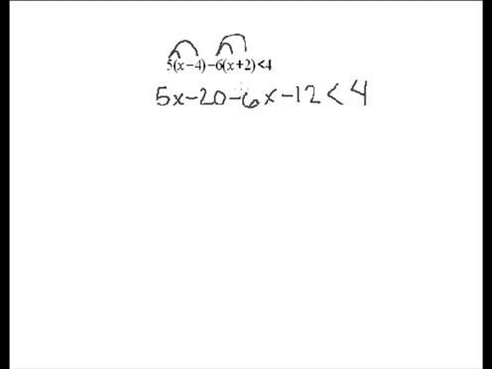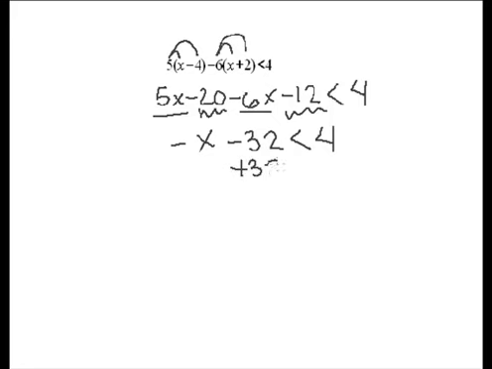Everything is less than 4. Now let's combine like terms. So 5x minus 6x is -x, and -20 minus 12 is -32, less than 4. Now we have to isolate the x, so we have to add 32 to both sides. So we have -x is less than 4 plus 32, which is 36.